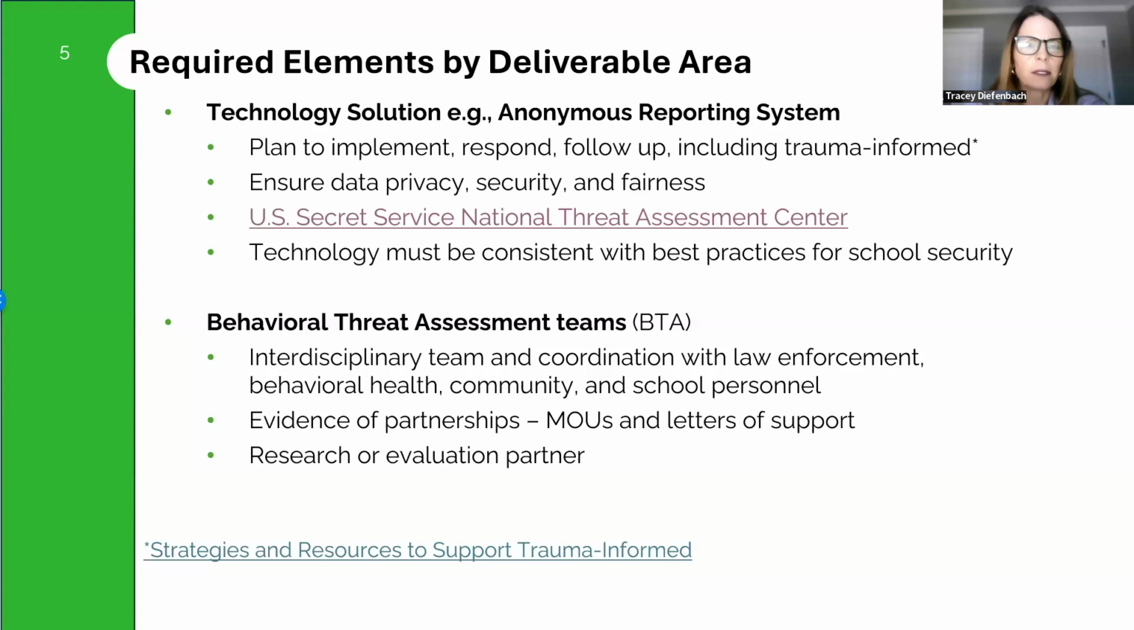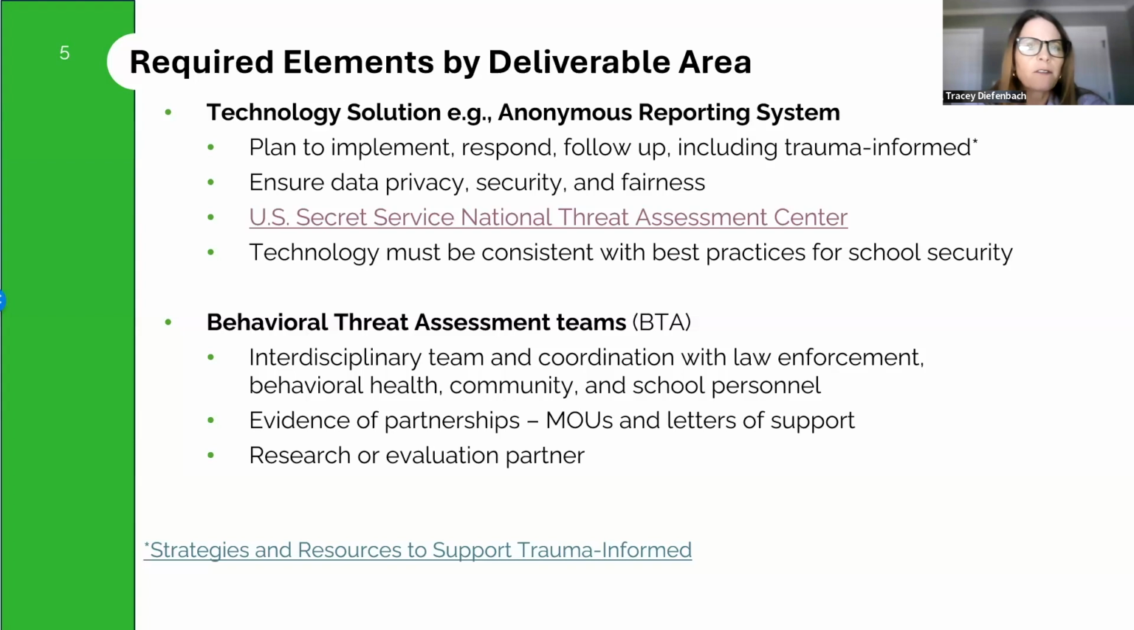And before I jump into these areas, I just want to add that in your narrative, you'll want to make it explicitly clear which area you are addressing. It's a good idea to use language directly from the solicitation, such as, our project will implement an anonymous reporting system as a technology solution. And if you're addressing multiple areas, make sure you are distinguishing between the different areas and activities so that is clear to the reviewer.